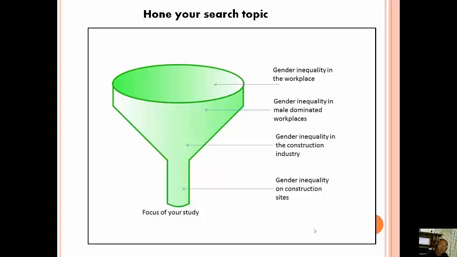So again, very, very important to hone research topics. A very broad research topic not only will ultimately fail to provide answers, but when you do a literature review, you're going to get thousands and thousands of hits.